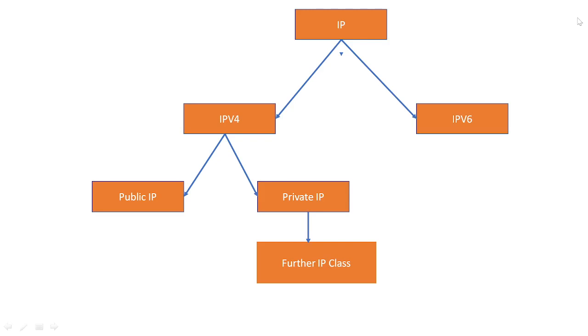Remember, the public IP is always a chargeable IP address. There will be a charge for the public IP. It is not a free IP address. Private means it is your own IP address that you can use, and that is a free IP address. Why do we use it?